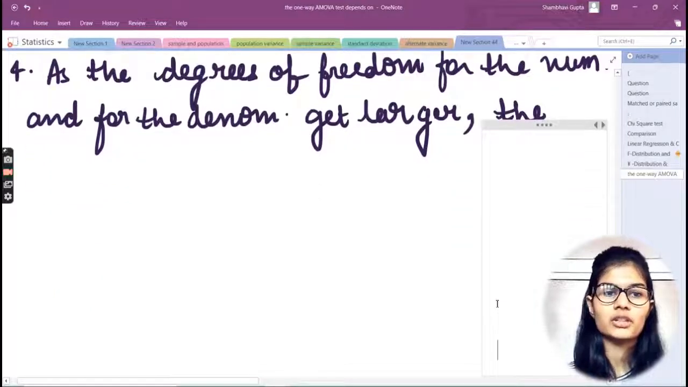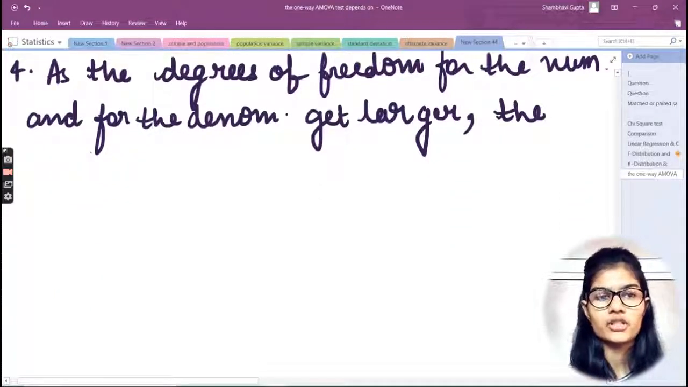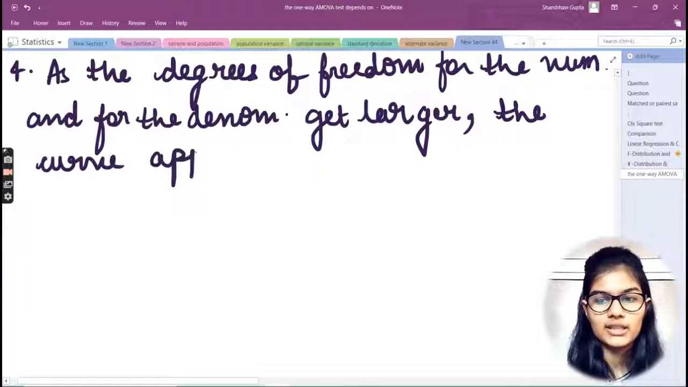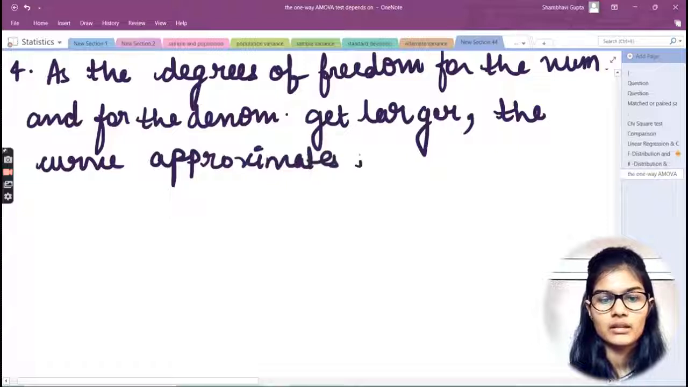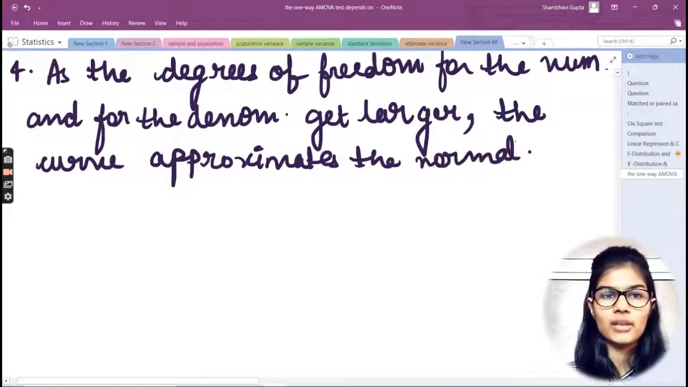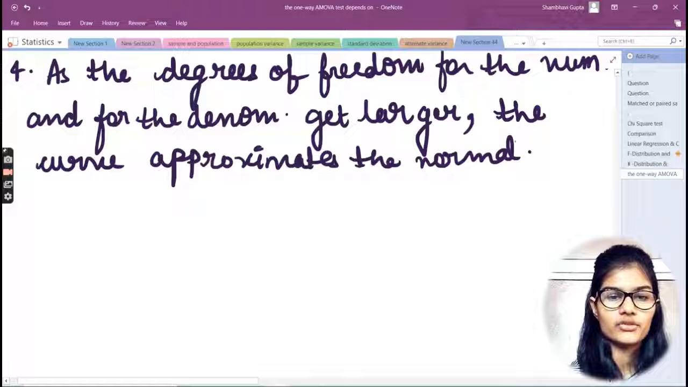As the degrees of freedom for the numerator and for the denominator get larger, the curve approximates the normal. The curve approximates the normal. Fine. So as the degrees of freedom for the numerator and for the denominator get larger, the curve approximates the normal, right? This is another fact regarding the F distribution.